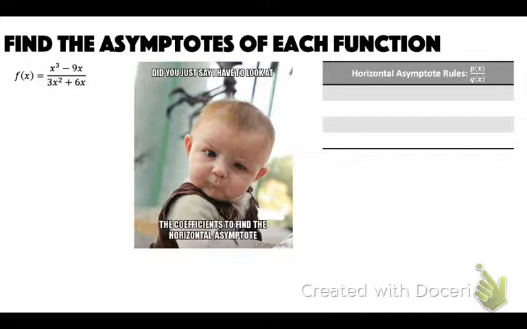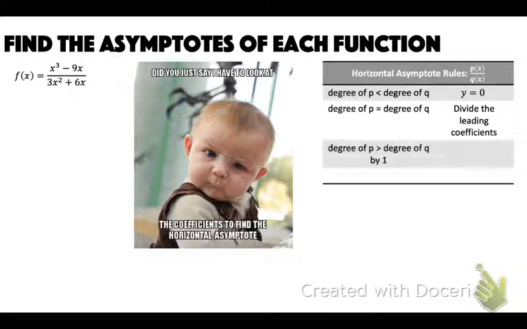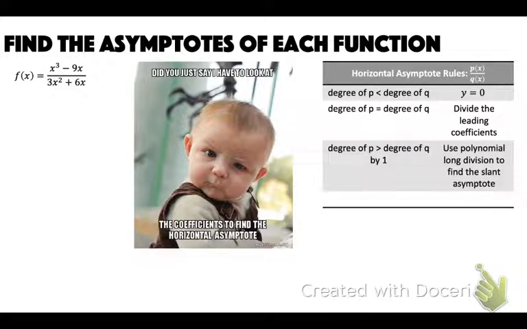So, horizontal asymptote rules for P of x over Q of x. If the degree of P, so the degree of the top, is less than the degree of Q, you have a horizontal asymptote of y equals 0. If the degree of P equals the degree of Q, you divide the leading coefficients to find the horizontal asymptote. If the degree of P is greater than the degree of Q by 1, so it's only 1 greater, you have to use polynomial long division to find the slant asymptote, which is the same as an oblique asymptote.